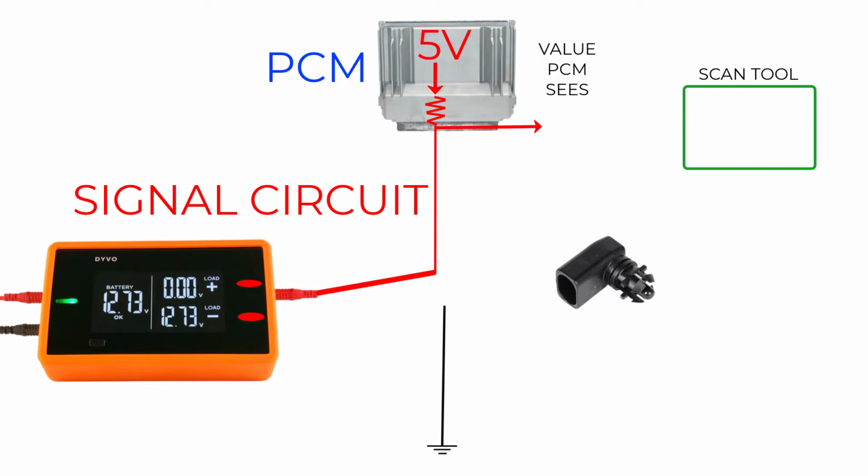This is going to cause the voltage value to drop close to 0 volts and the temperature to go to the hottest extreme, which can be 250 degrees or more. This verifies the signal circuit is good and the control module is good.